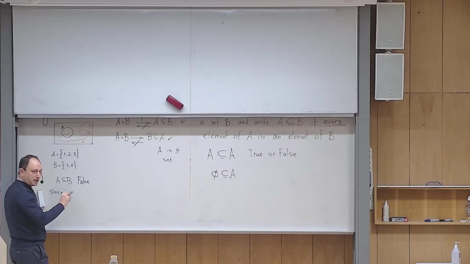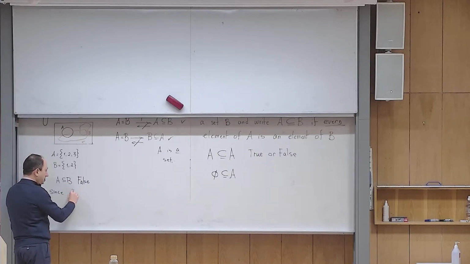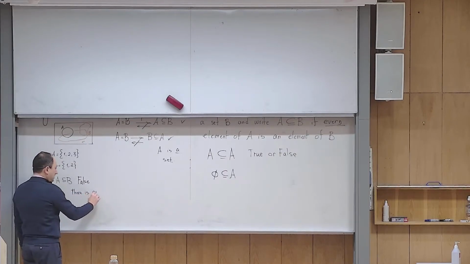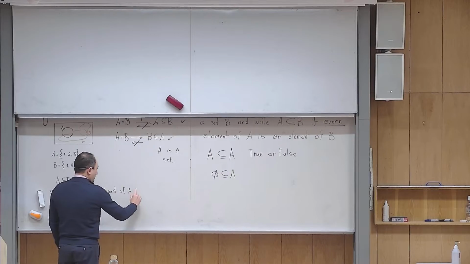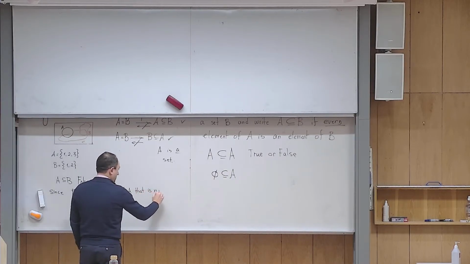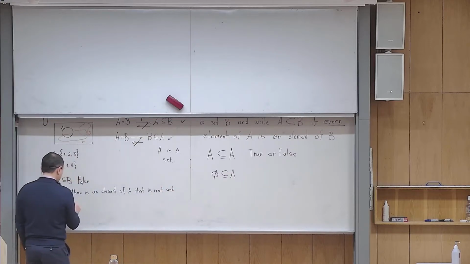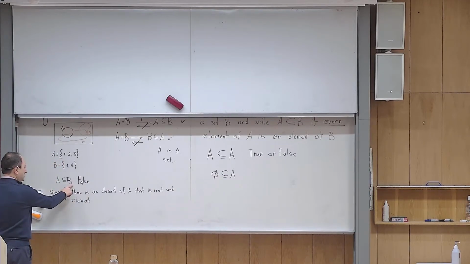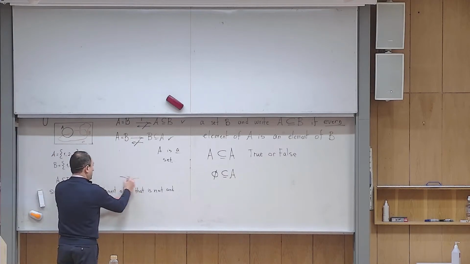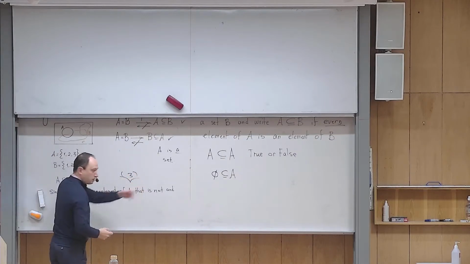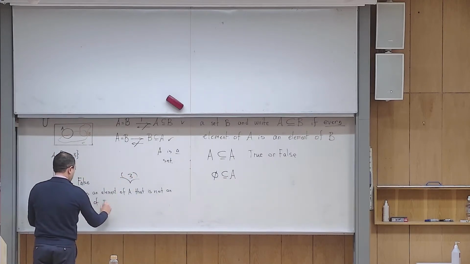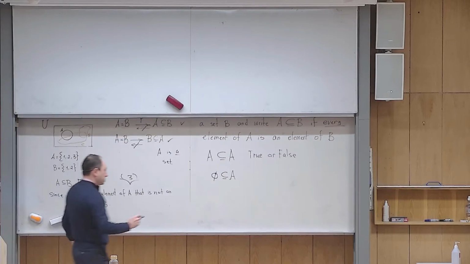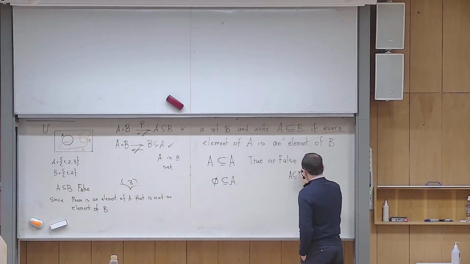Okay, in other words, exactly, what you said is correct. In other words, there is an element of A that is not an element of B. So you see, you don't need a teacher to understand this. You could say that A is a subset of B is false because there is an element of A, if you want to emphasize what element, 3, that is not an element of B. That's the meaning.